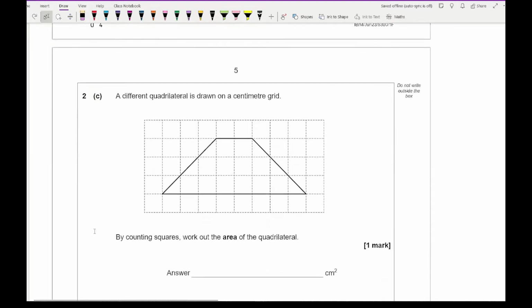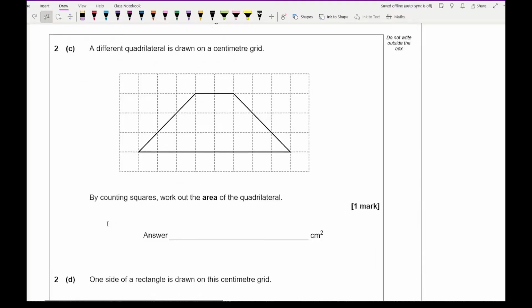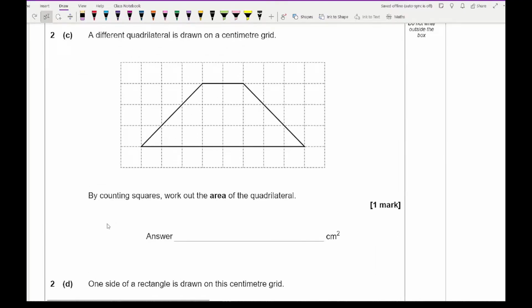Moving on to question 2C, it says a different quadrilateral is drawn on a centimetre grid. By counting the squares, work out the area of the quadrilateral. So for this, all we need to do is count up the whole squares. So we've got 1, 2, 3, 4, 5, 6, 7, 8, 9, 10, 11, 12, and then we've got 13, 14, 15.